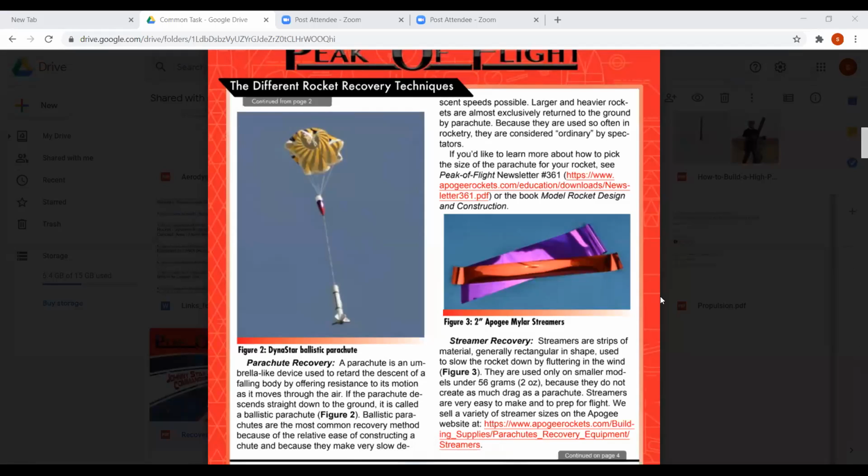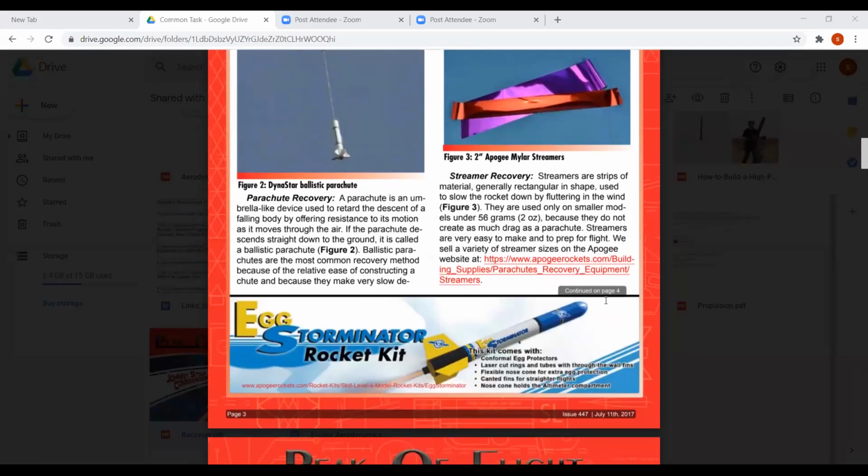Next, we have streamer recovery. Basically, streamers are just strips of material, generally rectangular in shape, which are also used to slow down the thing that is falling.